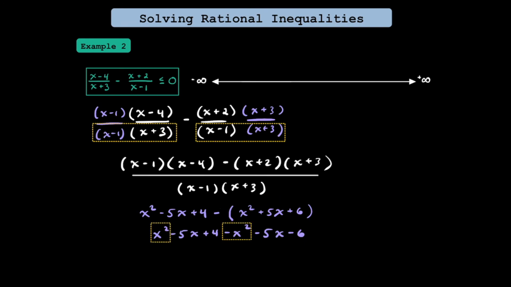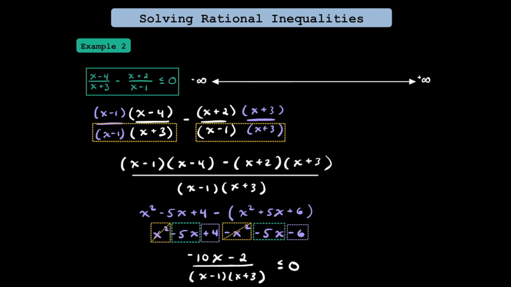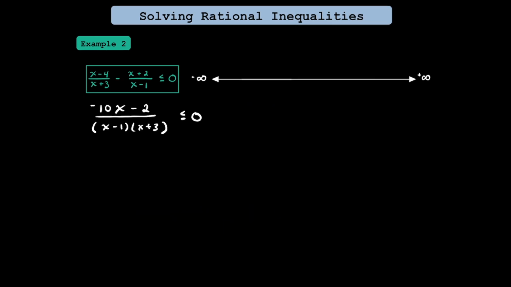X squared and negative x squared are going to be canceled out. Negative 5x and negative 5x make negative 10x. And positive 4 minus 6 is going to be negative 2. This is going to be our simplified numerator, and it's going to be on top of x minus 1 times x plus 3. Remember, this whole thing is less than or equal to 0. After all that work, we finally have one fraction.